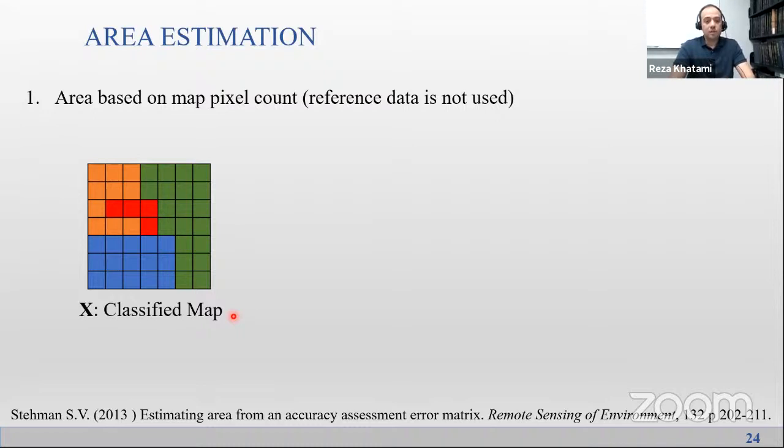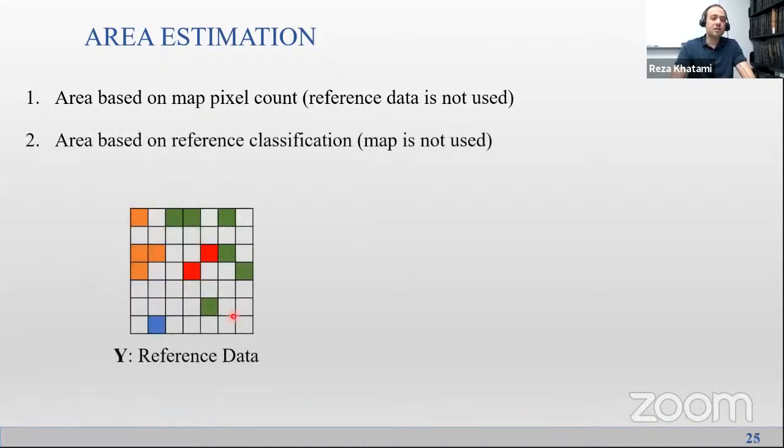Note that if we use this method and use the map only, it means that we are not using the reference data at all. The second option is to use the reference data for area estimation, because from accuracy assessment, we have a sample of reference data. We can use the same data to estimate the area of each land cover class. If we do that, we are not using the map for area estimation. The problem with this method is that it could sometimes result in high standard error or low precision of estimations.